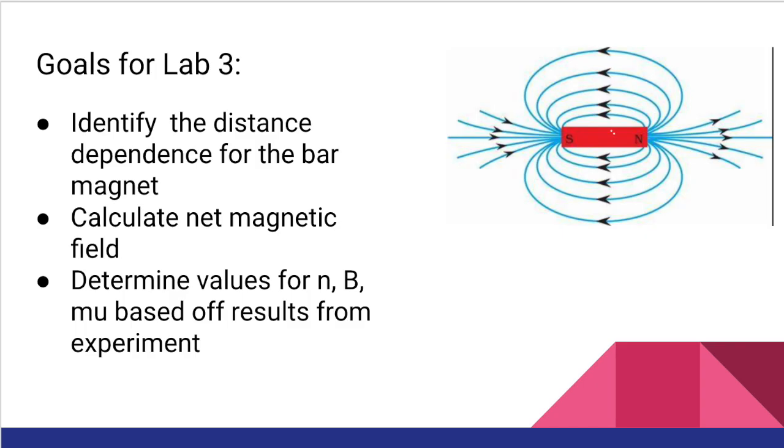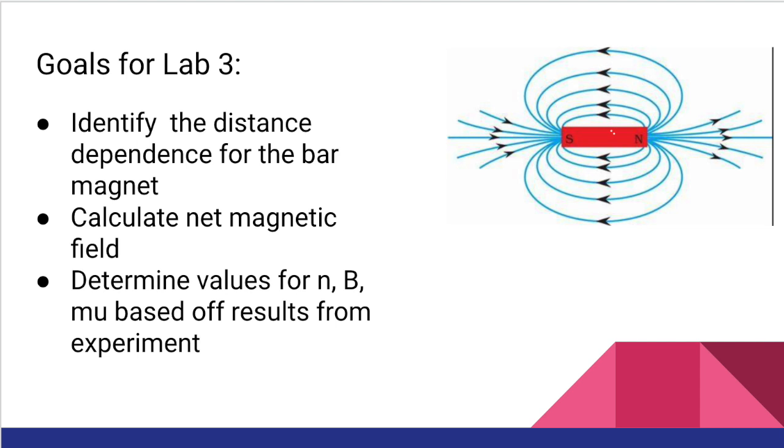Lab 3 focuses on the magnetic fields produced by a permanent dipole magnet. The goals of this experiment were to identify the distance dependence for the bar magnet I used by evaluating the magnet's effect on the magnetic field while positioned both on axis and off axis. We also had to calculate the net magnetic field caused by both the bar magnet and the Earth.